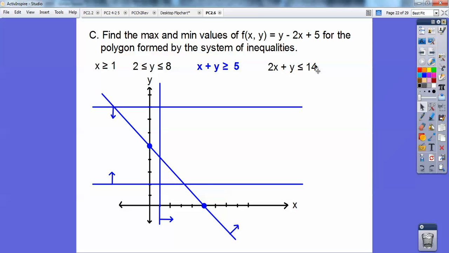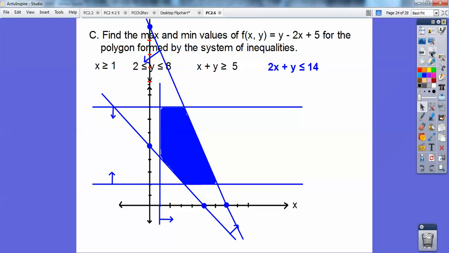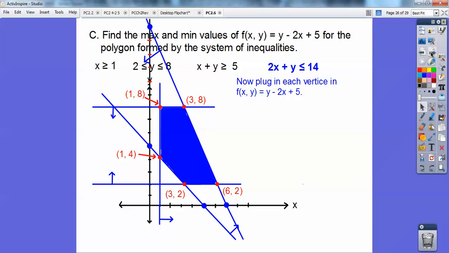Now let's graph this guy. There's that one, and plus 14, I had to extend my y-axis way up there to plus 14 and then graph it. So now I know it's in this little region right here. There's my shaded region. I need all those vertices right there.